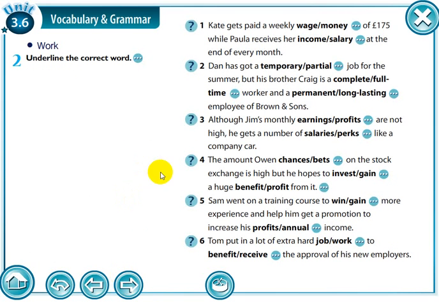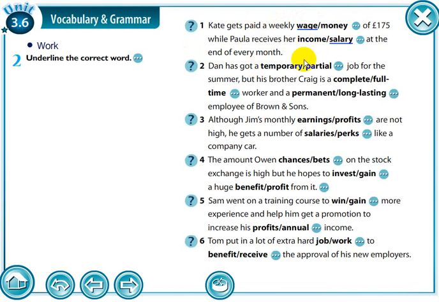Okay, here we are going to underline the correct word. Kate gets paid weekly. Does she take money weekly or wage? It is of course wage of 175 pounds, while Paula receives her salary at the end of the month. So if it's related to week or day, it is wage. If it's related to month, it is salary, of course.